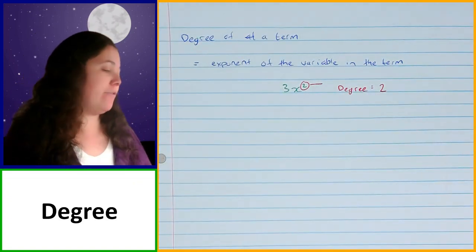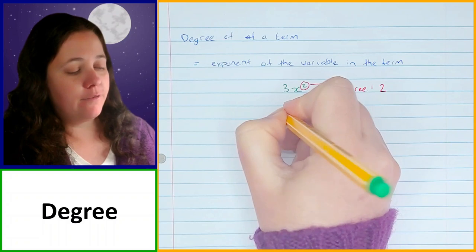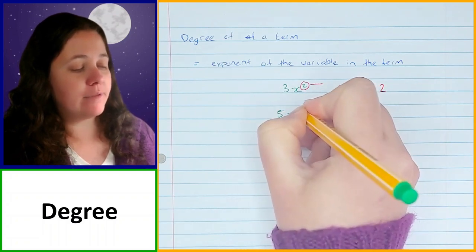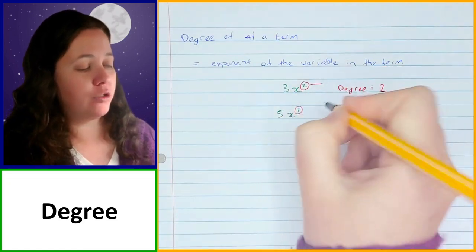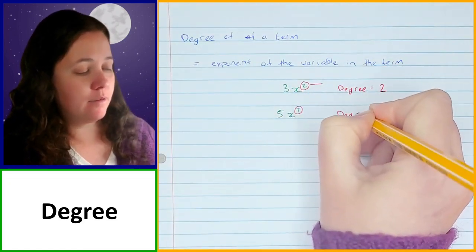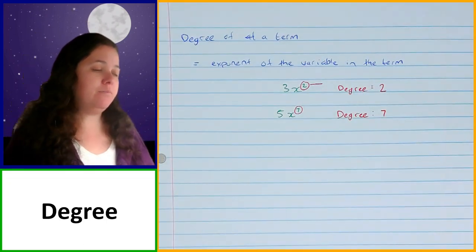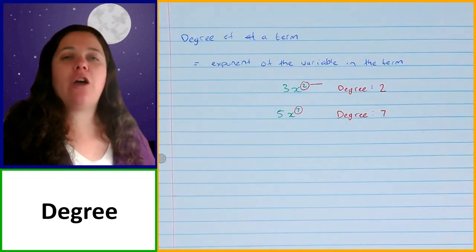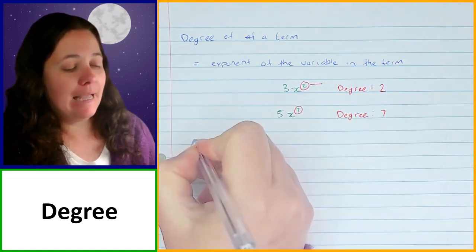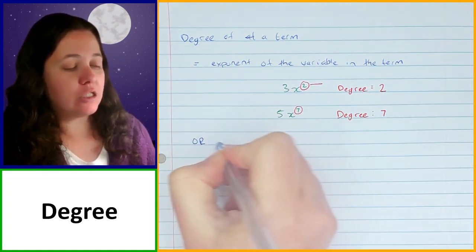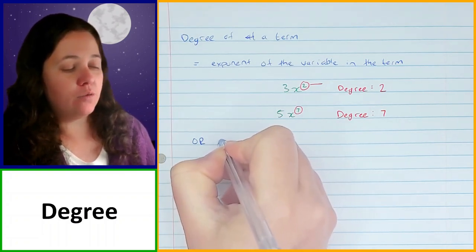Okay, if I've got something like this, where I've got 5x to the power of 7, then the degree of my term is going to be 7. Okay? But now what happens if you have more than one exponent in your term? It can happen that you do have that, so it can equal the sum of the exponents.